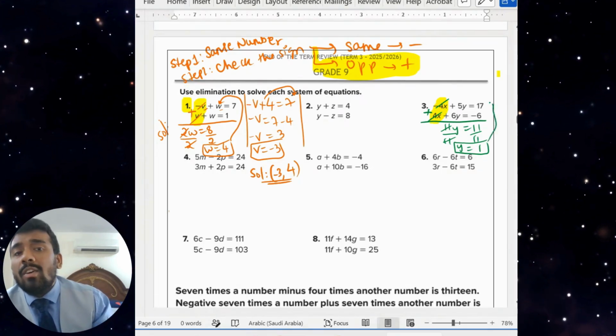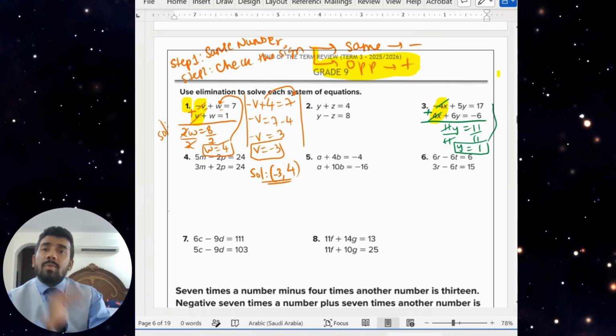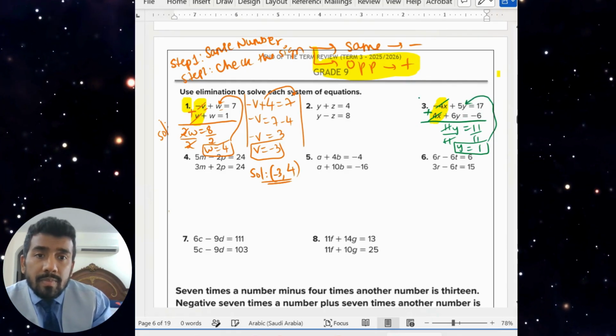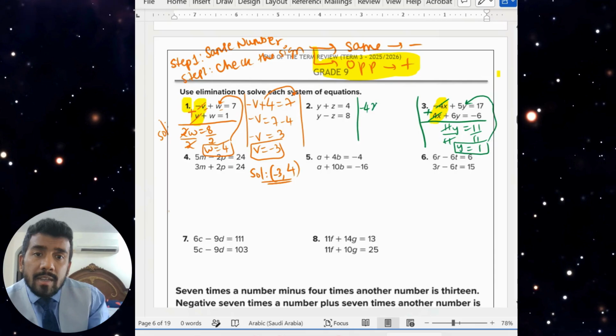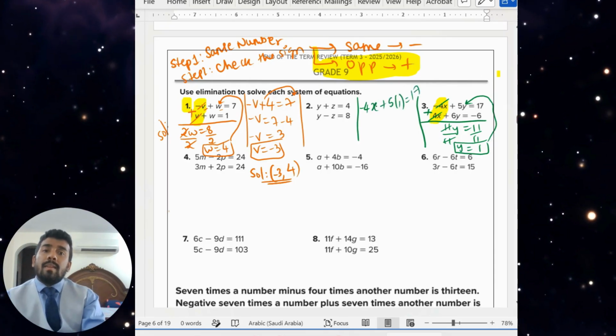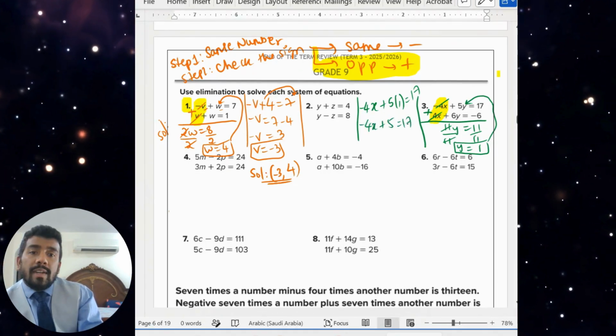You can put it in any of these equations. You can put in 5y or you can put in 6y. Up to you. I put it in the first one. So let's put it here. So what do you get? You get minus 4x plus 5 times 1 equals 17. Then you open the brackets, minus 4x plus 5 equals 17.